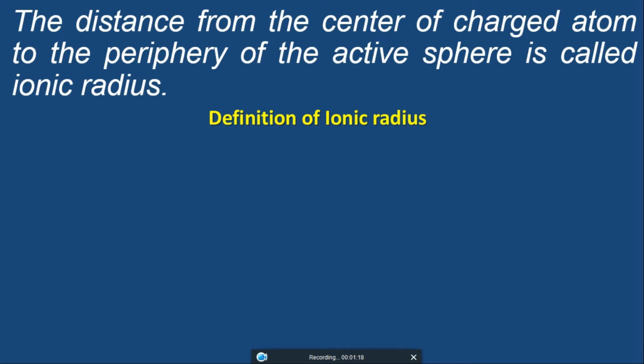The distance from the center of a charged atom to the periphery of the active sphere is called ionic radius. Remember, when we talk about the ionic radius, we will consider the atom to be spherical in nature. According to the definition, the distance between the center of a charged atom to the periphery of the active sphere is called ionic radius. Just suppose this is an atom, and after losing one electron it became an ion, either positive or negative. So this is the center.